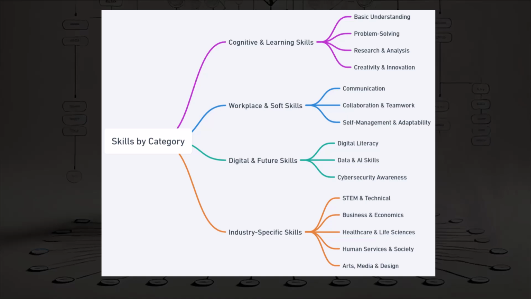Then there's workplace and soft skills, things like communication, teamwork, adaptability. The skills that help you actually work with other humans. Next up, digital and future skills. These are all about being tech savvy: AI, data, cybersecurity, and digital literacy. And finally, industry-specific skills. This bucket includes more targeted expertise in fields like business, STEM, healthcare, and finance.